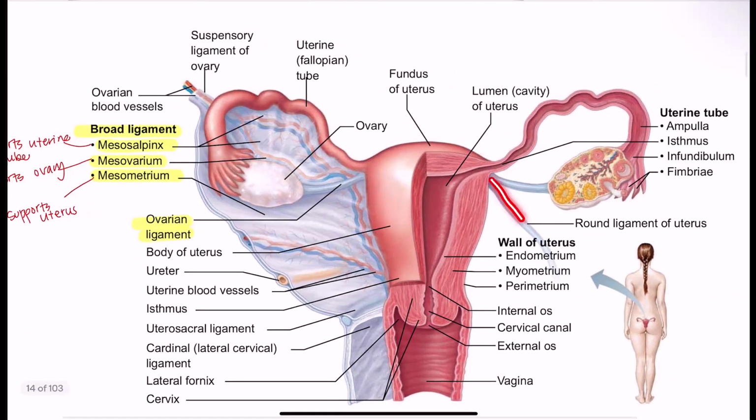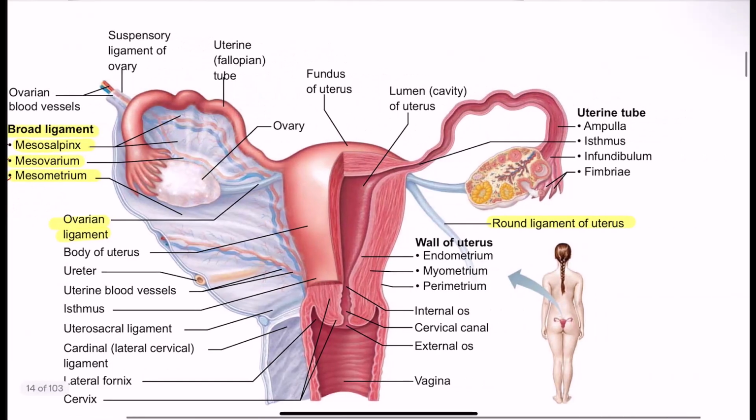Lastly, there's a round ligament. The round ligament helps attach to the interior body wall. By attaching to the interior body wall, it's really helpful for allowing movement of the uterus, right?